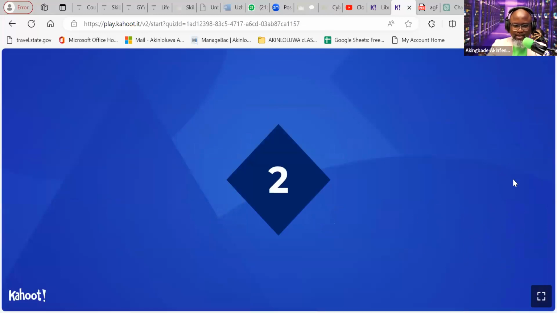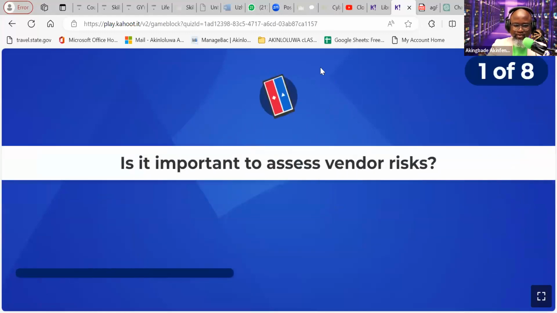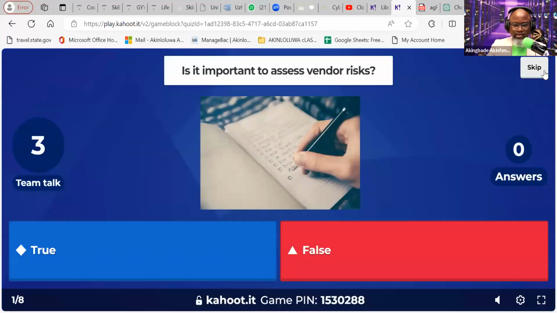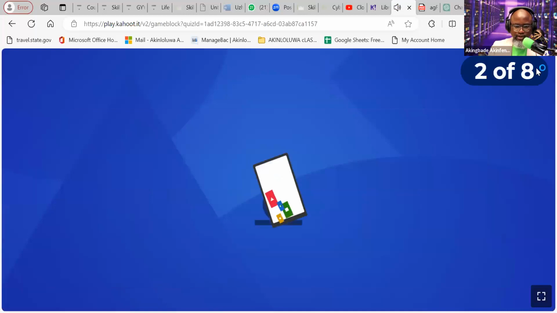Let's see the vacation spot that we all want to go to. Hawaii. Is it important to assess vendor risk? What do you think? All right, let's see what your thoughts are. I think we can all agree it's always important to assess vendor risk. Let's go to the next one.